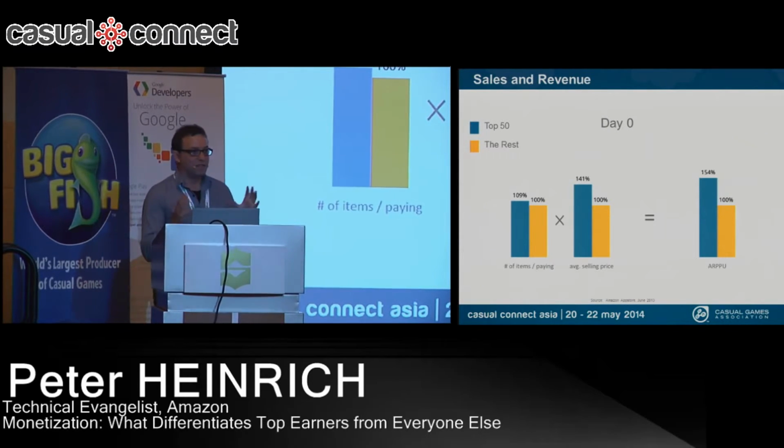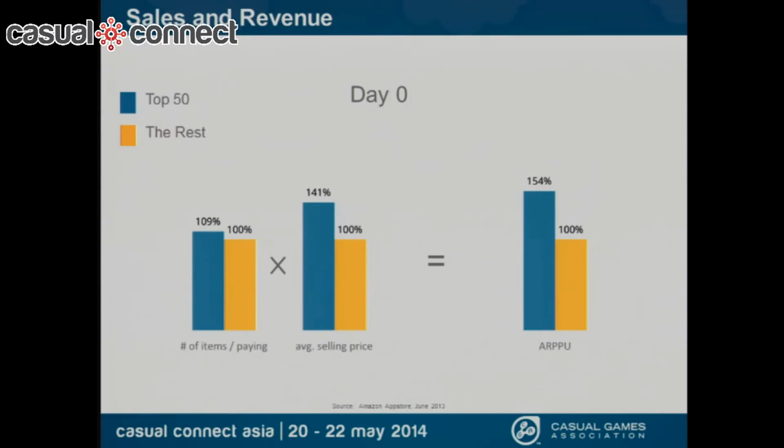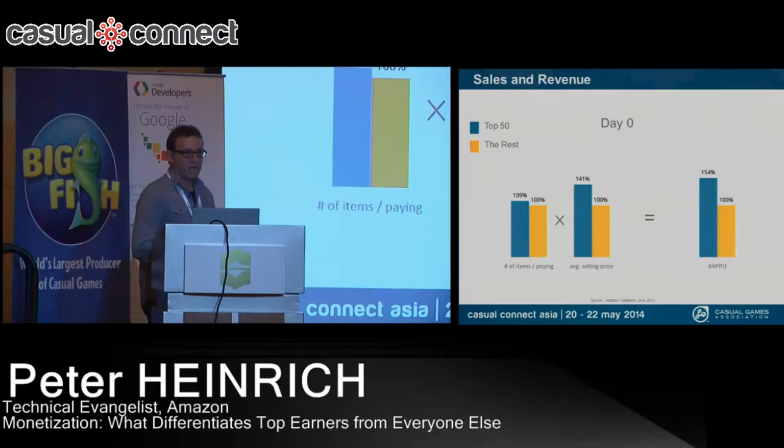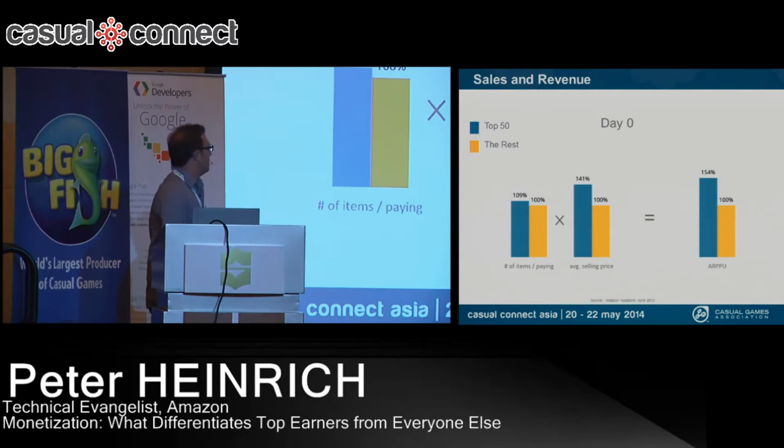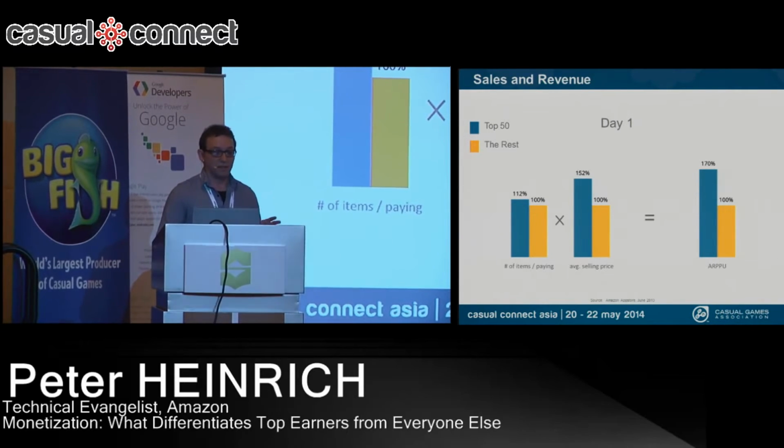So then we thought we'd take a look at a different set of information that we have, which is the sales and revenue. So for this analysis, we normalized the rest at 100%, and we can see immediately that the blue bars for the top 50 are higher in both cases, both the number of items that they're paying for and the average selling price for those items. So for some reason, the average selling price in the top 50 is 41% higher than the other games. And this, coupled with a slight advantage in the number of items they're actually selling, leads to a 54% premium over the rest of the games. That's on day 0, the day of installation.